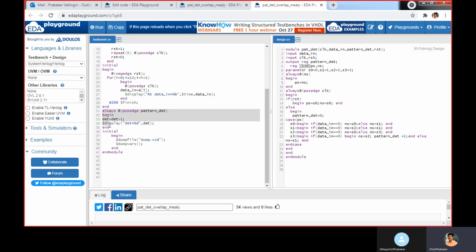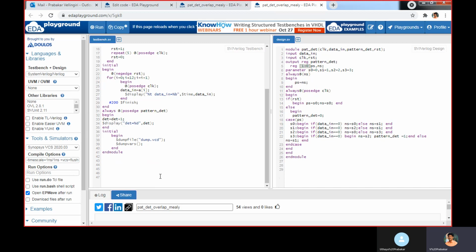Then in this procedural block, always at the passage of pattern detect. The pattern detect is nothing but the output, in the test bench we are receiving that as an input. So each time when this pattern is detected, we just increment the DET value, the detect count. To show how many times the pattern is detected in the given sequence, we are displaying that one. So we'll run and check this.